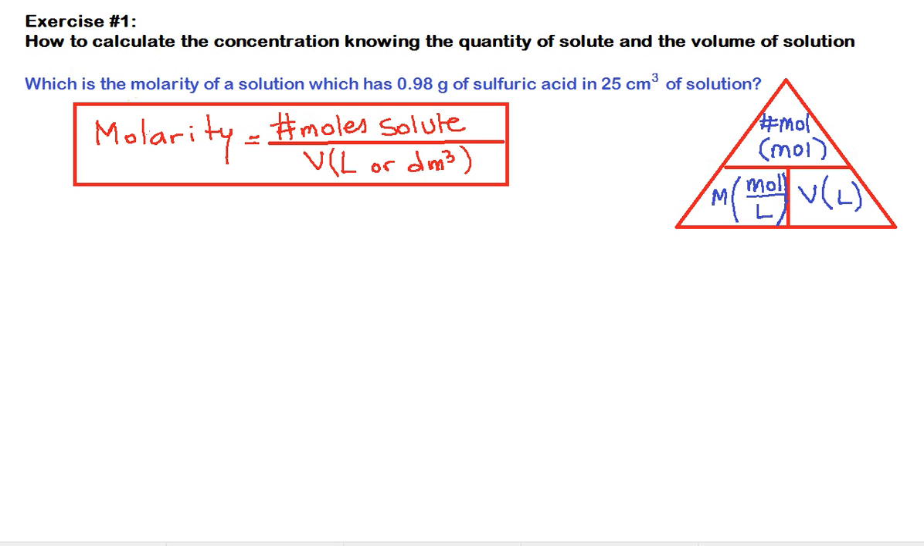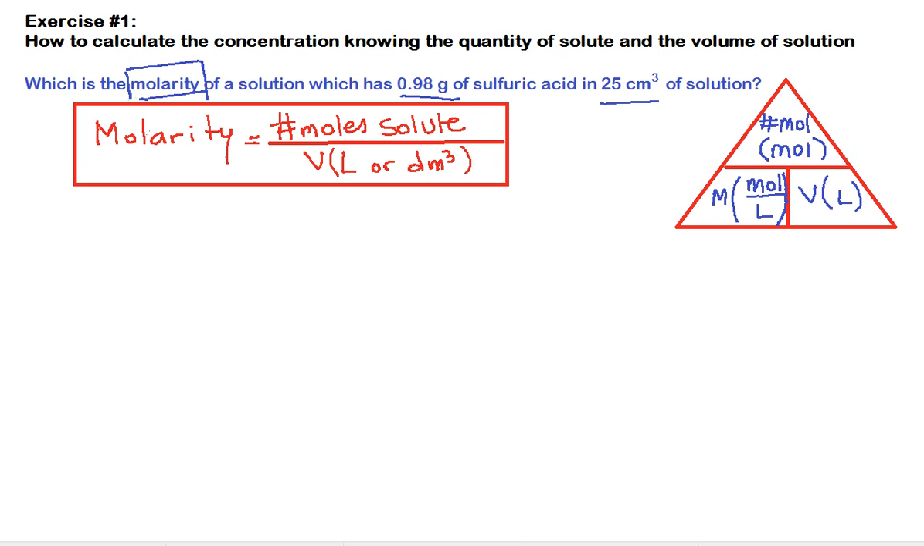Okay, the first exercise that we have is to calculate the molarity. In this case, we need to calculate the molarity of a solution of sulfuric acid. We have 0.98 grams of sulfuric acid in the solution, and we have 25 centimeters cube of the solution. So which is the molarity?